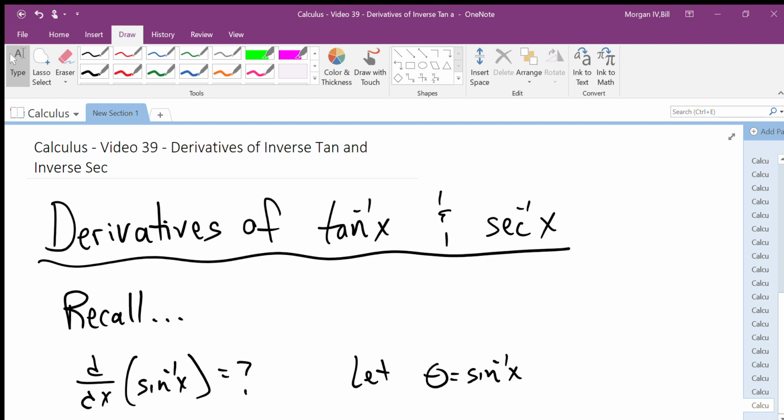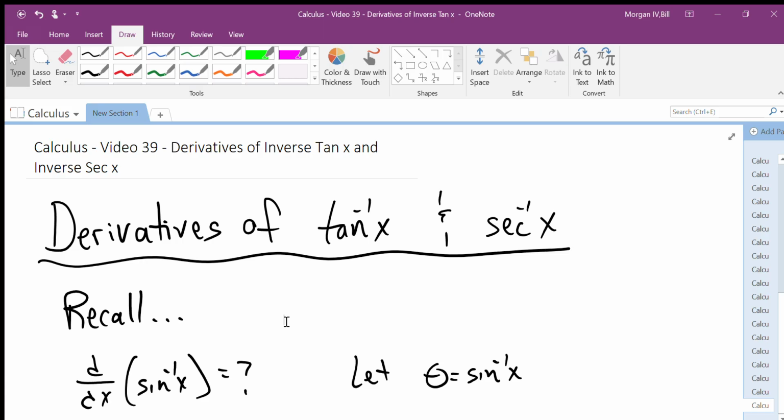Calculus video 39, the derivatives of inverse tangent and inverse secant. Okay, the derivatives of inverse tangent of x and inverse secant of x.